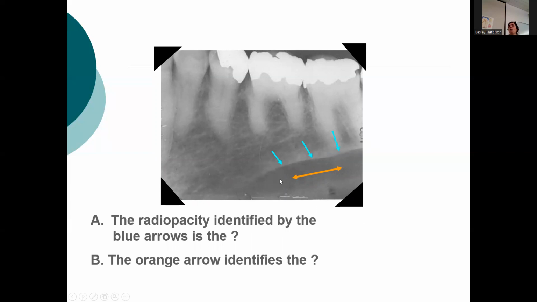Internal oblique, and the orange arrow identifies the submandibular fossa. So the submandibular fossa will look bigger. If it's the canal, it'll either have lots of arrows going along the walls of the canal, or it might sandwich the canal and it'll look thinner. The submandibular fossa will just look bigger.